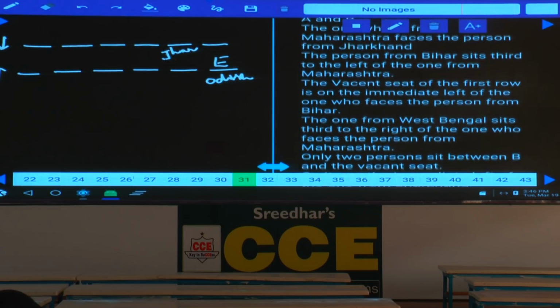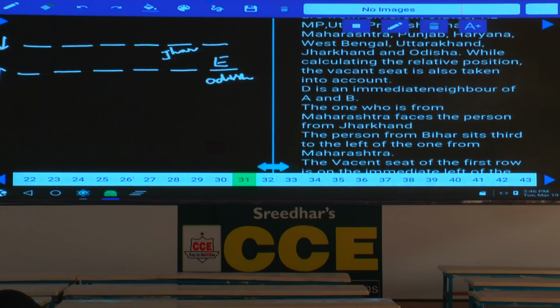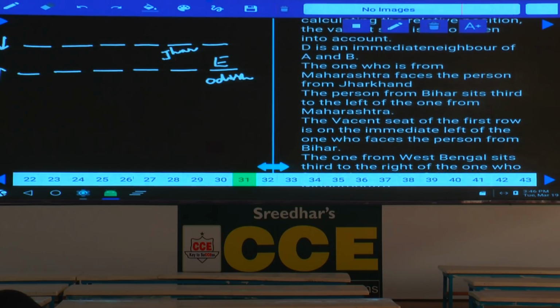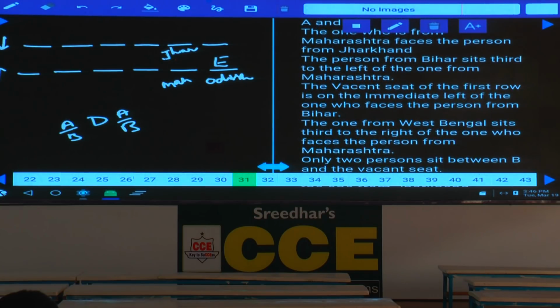Then, earlier we have written that information. Let us rewrite that once again. D is an immediate neighbor of both A and B. ARB or ARB can be like this. The one who is from Maharashtra faces the person from Jharkhand. And next one, the person from Bihar sits third to the left of the one from Maharashtra, 1, 2, 3, and the person from Bihar must be at this place.